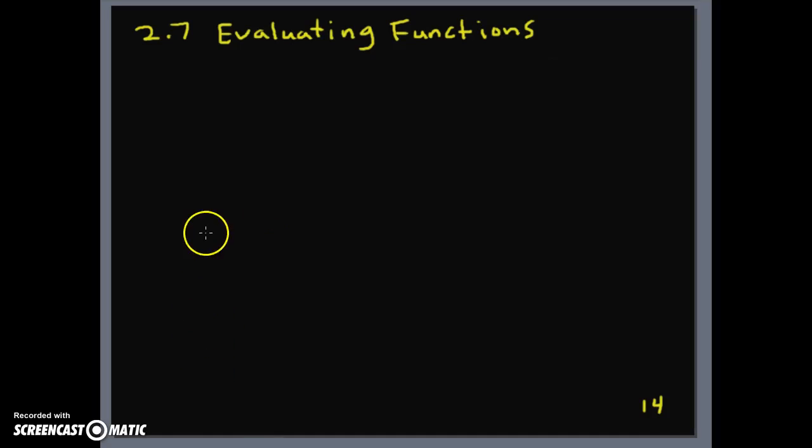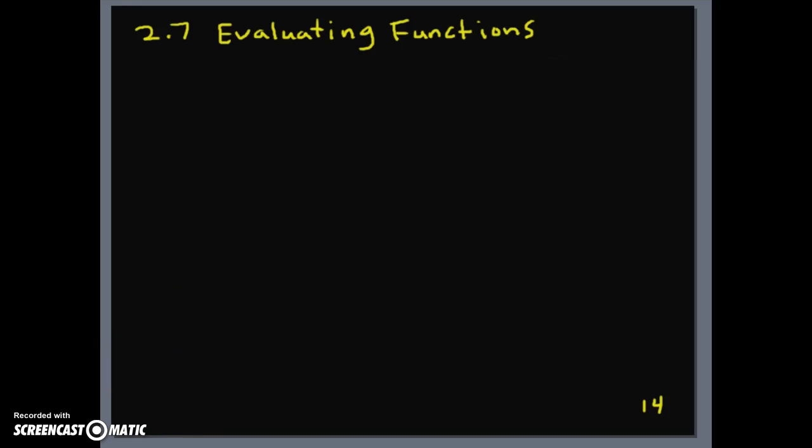Today's video is going to cover lesson 2.7, evaluating functions. This is page number 14. Evaluating functions is actually what you did yesterday when you completed the table for a function using the rule.